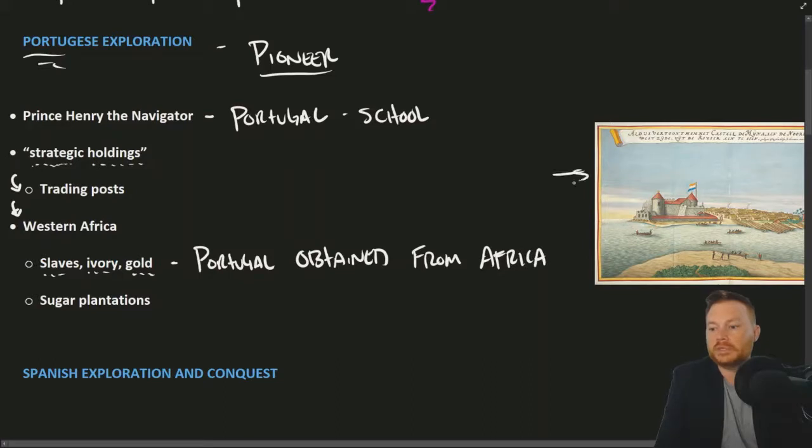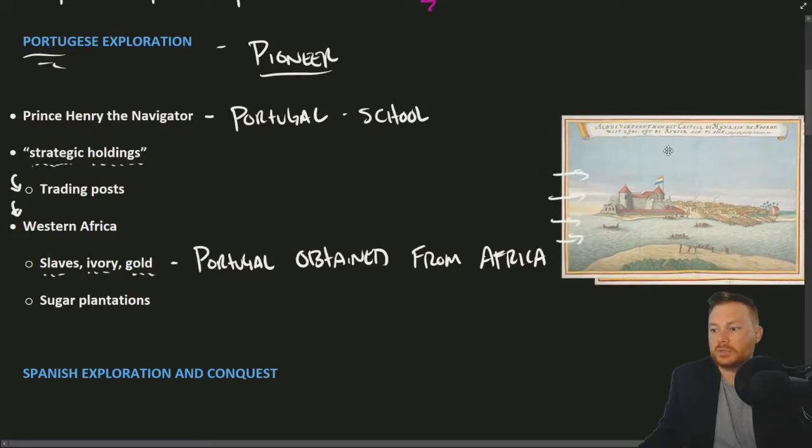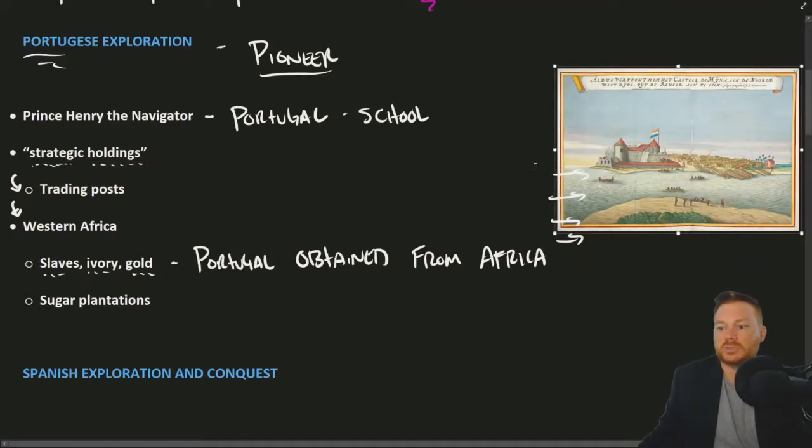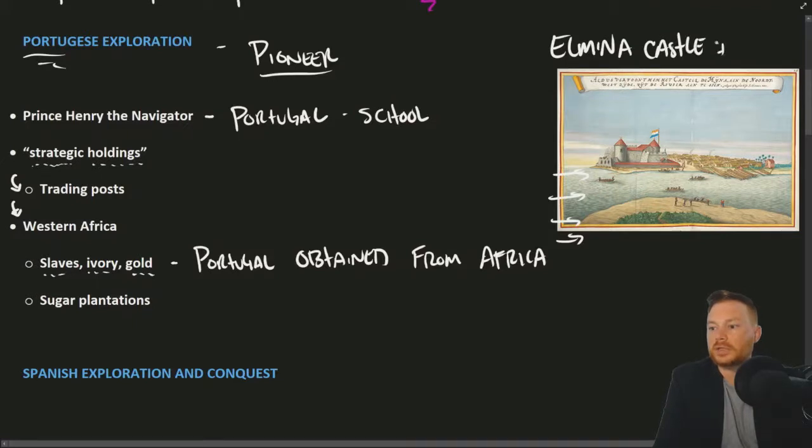In fact, probably one of the more famous Portuguese strategic holdings, not just in Africa, but really around the world, is Elmina Castle. Actually, I'm going to adjust this picture so it can be a little bit more visible. So this is Elmina Castle in Africa. And this was a base where Portuguese ships would arrive. African traders would then give the Portuguese things like slaves, ivory, and gold, amongst other things. The Portuguese mainly gave the Africans weapons, amongst other European goods.